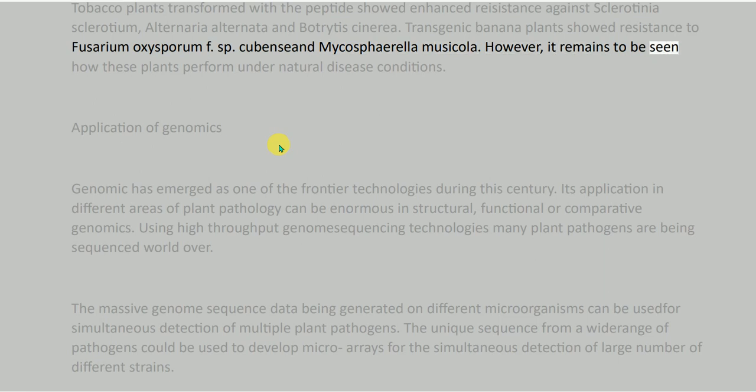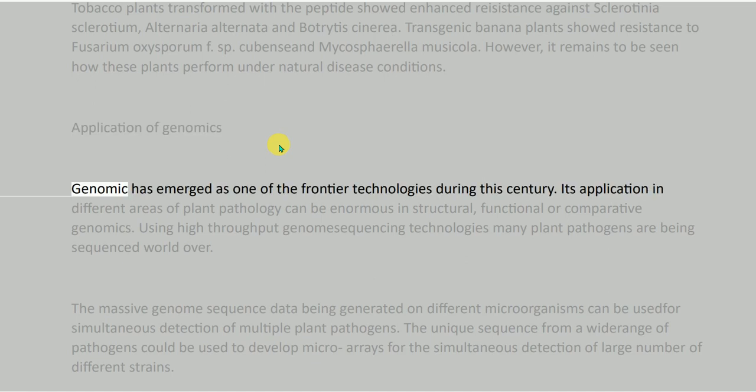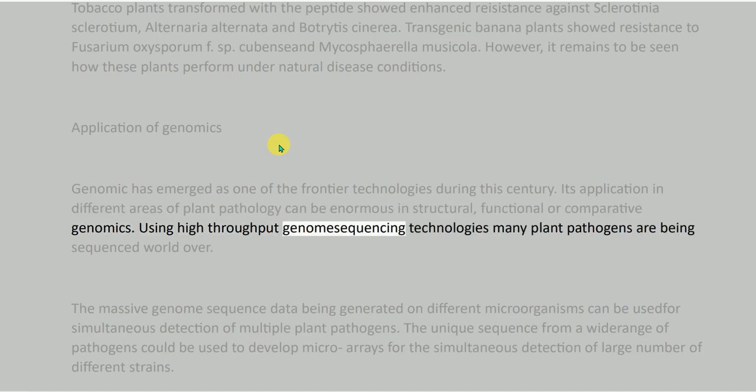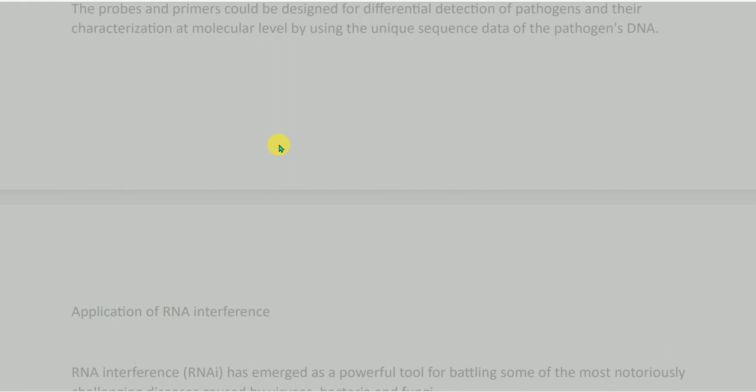Application of genomics. Genomics has emerged as one of the frontier technologies during this century. Its application in different areas of plant pathology can be enormous in structural, functional or comparative genomics. Using high-throughput genome sequencing technologies, many plant pathogens are being sequenced the world over. The massive genome sequence data being generated on different microorganisms can be used for simultaneous detection of multiple plant pathogens. The unique sequences from a wider range of pathogens could be used to develop microarrays for the simultaneous detection of a large number of different strains. The probes and primers could be designed for differential detection of pathogens and their characterization at molecular level by using the unique sequence data of the pathogen's DNA.